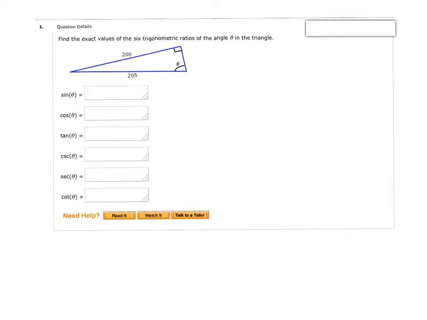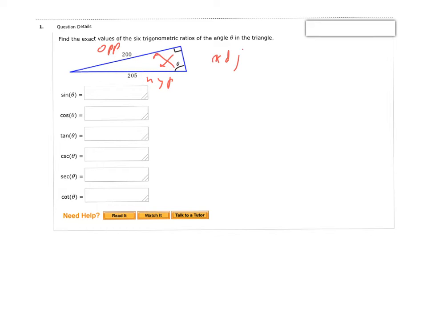All right, let's start off here on number 1. So for this one, they want to find the 6 trigonometric ratios for the angle theta here. So from theta, I see that this is the opposite side. And then opposite the right angle is, of course, always the hypotenuse. And that would mean this one is the adjacent.